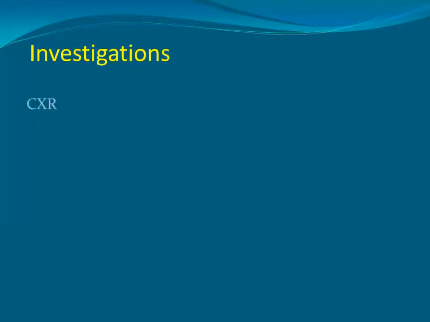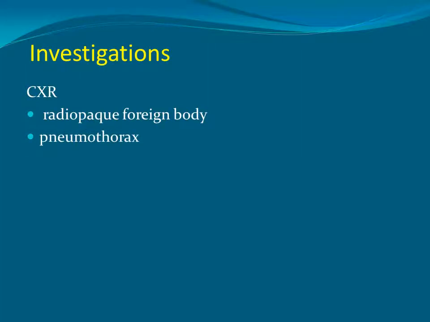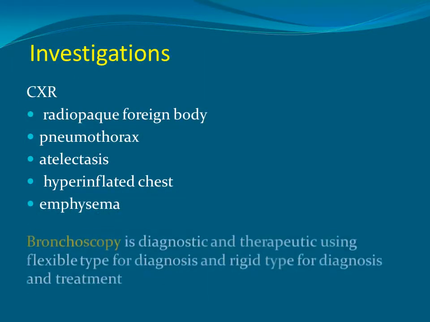What investigations do we need to do? Chest X-ray. Sometimes a radiolucent or small foreign body can't be seen on chest X-ray, especially some metallic ones or others. Some vegetables or beans may not appear on X-ray, but their effect may appear on X-ray, such as a valve effect. So on X-ray, we may find the radio-opaque foreign body, we may find pneumothorax, atelectasis, signs of a hyperinflated chest, and emphysema.